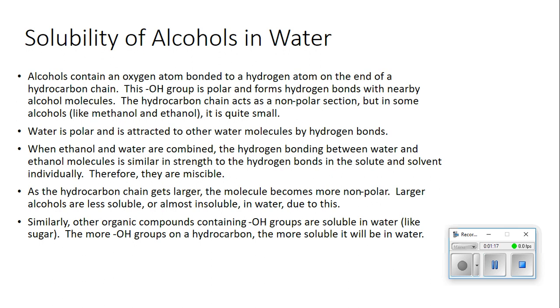So the extent to which an alcohol dissolves in water depends on how long that hydrocarbon chain is, because there's only one little part of the alcohol that can be attracted to water through hydrogen bonding and thus result in dissolving and miscibility with water. The longer the alcohol hydrocarbon chain gets, the less soluble it becomes. So let me show you what this looks like.